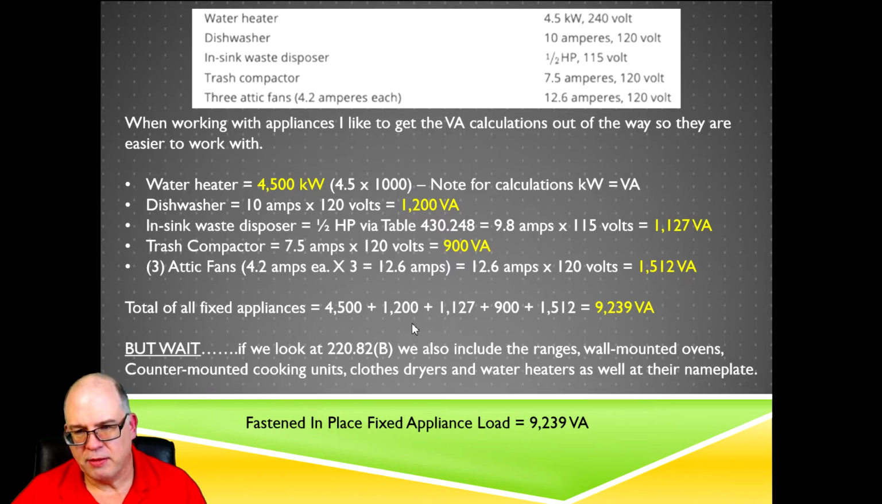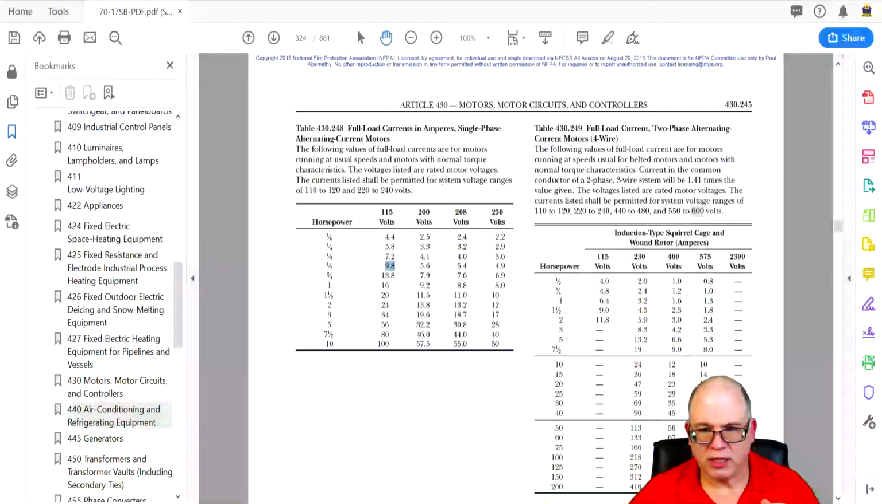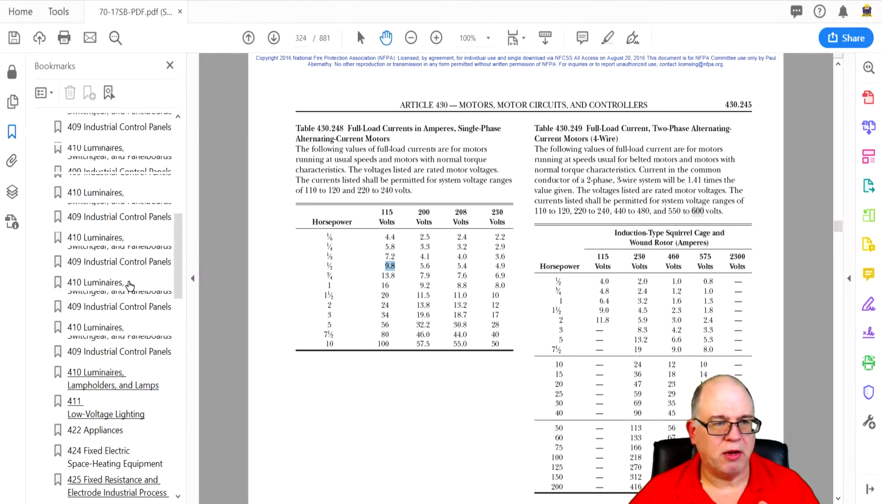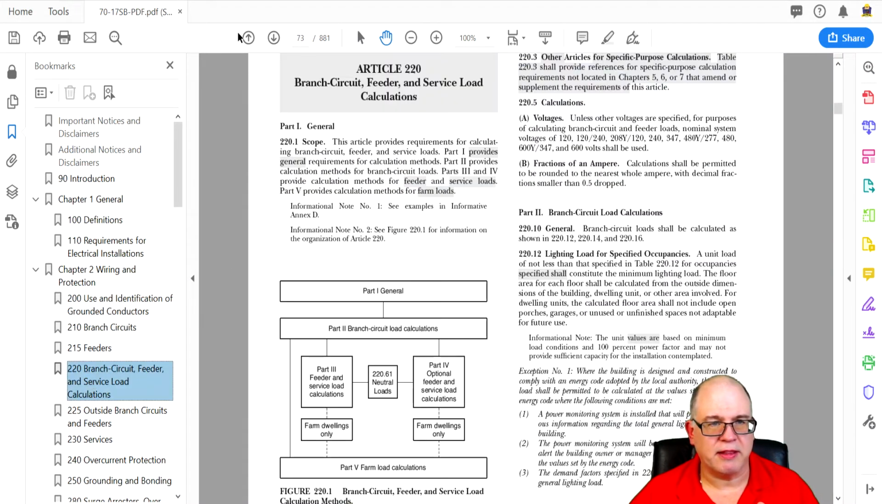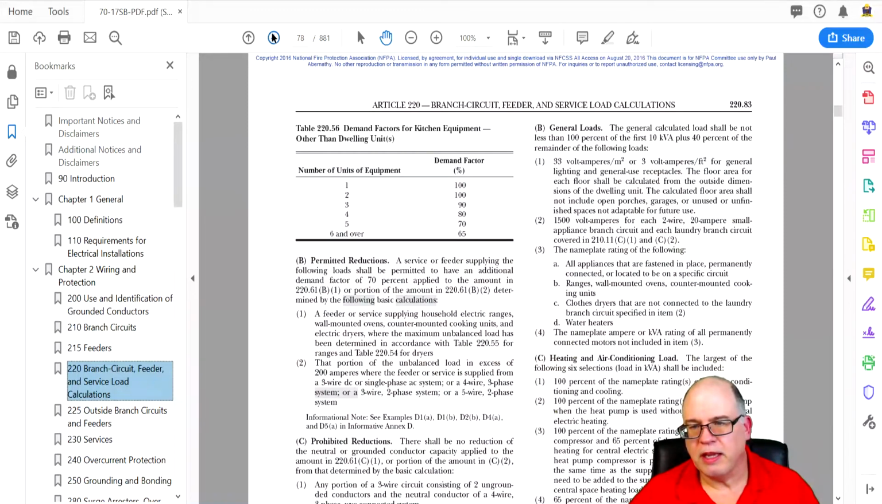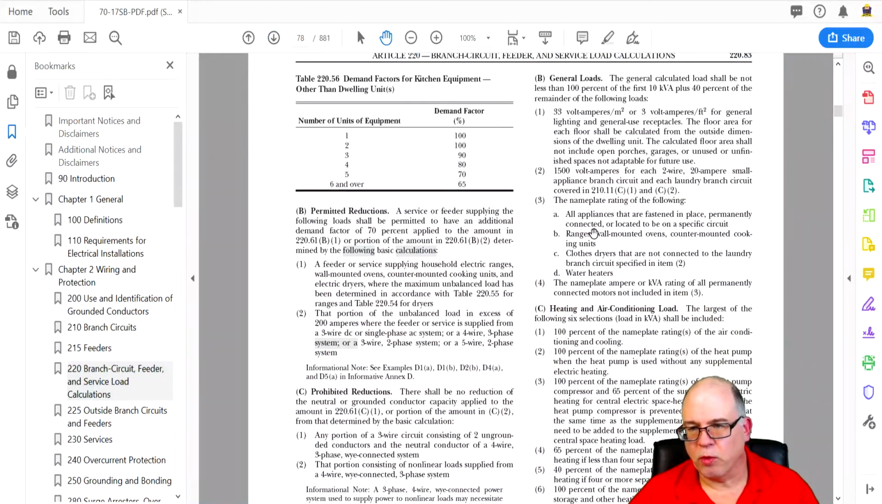But we're not done, because if you go look at the code, and we got to go all the way back to 220 now to get there, you're going to see that we're at this next step. That was A. We did A, and in fact we also did D, because we added the water heater with those appliances. Now we're going to do ranges, wall-mounted ovens, and counter-mounted cooking units. And the good news about the optional method, folks, is we don't have to worry about 220.55 for this application.